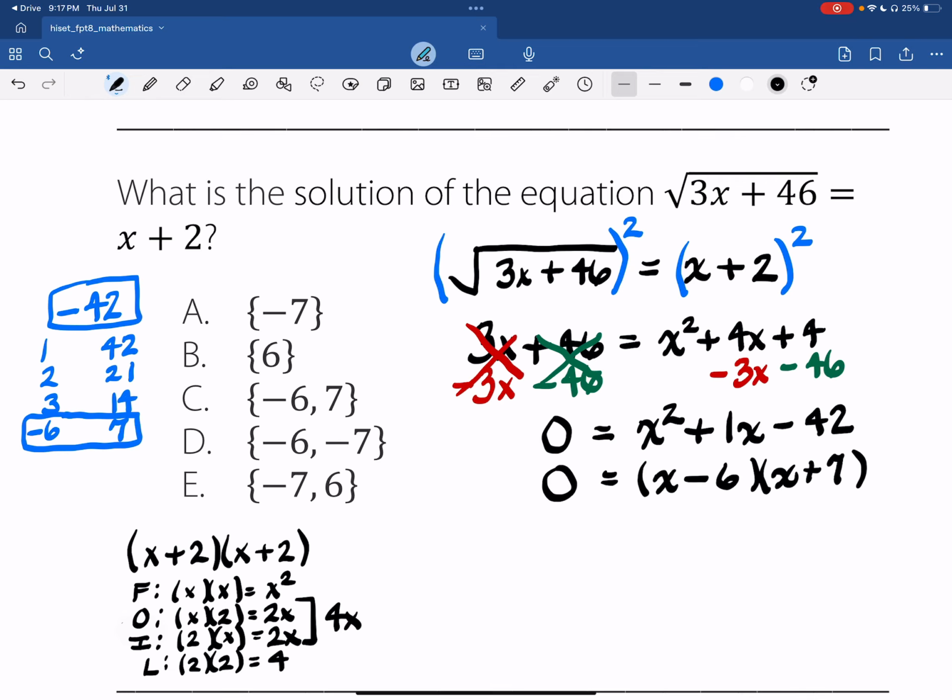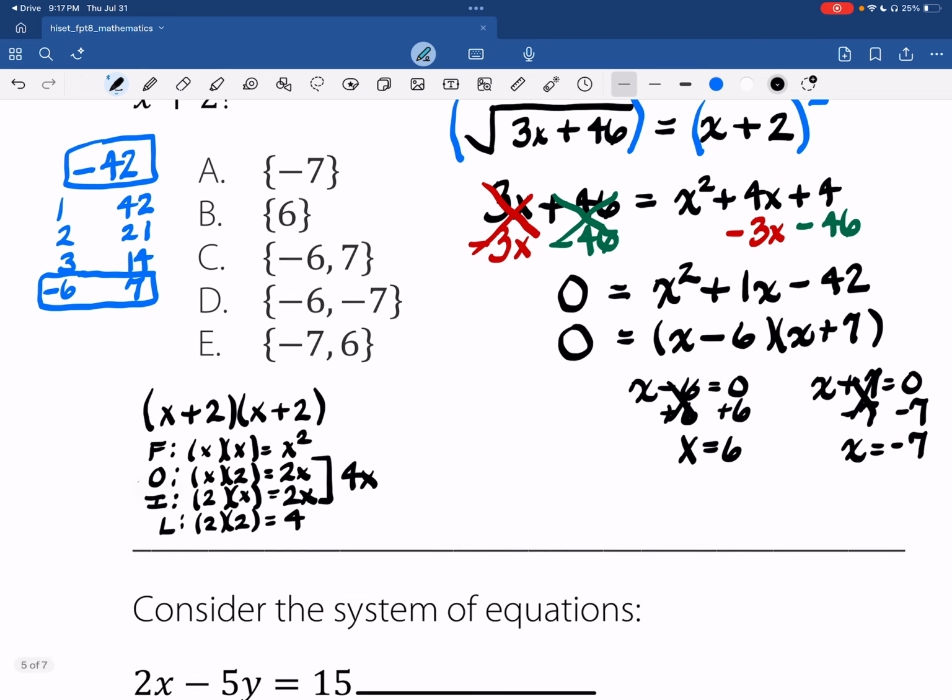But be very careful. Actually, you need to go ahead and find the zeros. So you've got X minus 6 equals 0. So X would actually be a positive 6. And then you've got X plus 7 equals 0. So X would actually be a negative 7. And my first instinct is to go with option E. But that's not the answer.